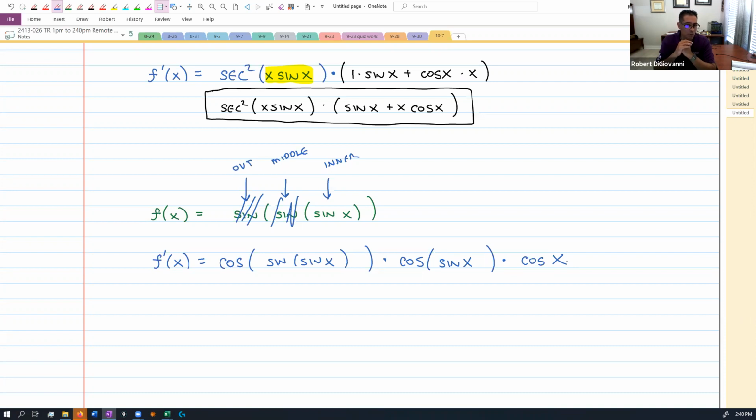Quotient rule is the main thing. We'll come back and do chain rule. I'll introduce it formally like you've never seen it before, and we go from there. All right.